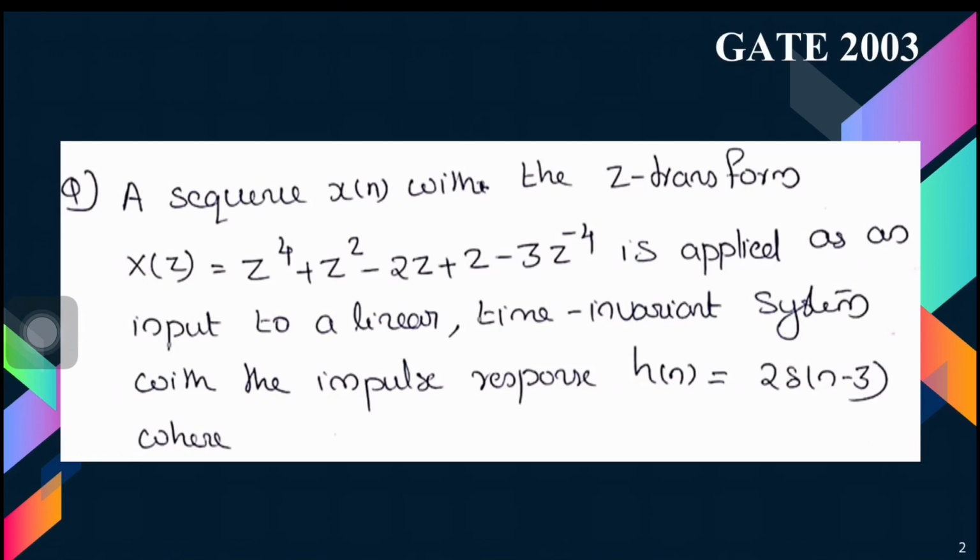Let us first analyze this question. Here we have a linear time invariant system. x of n is given as its input signal, and let us denote its output as y of n. The impulse response h of n of this system is given as 2 into delta of n minus 3, and the Z transform of the input sequence x of n is also given. We are asked to find out the output of the system at n equal to 4. So let us do that.